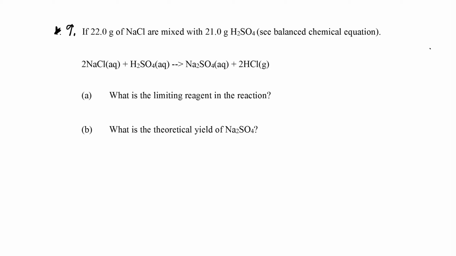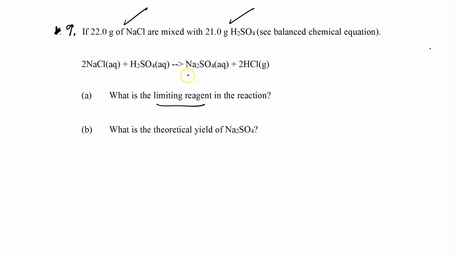If 22 grams of sodium chloride are mixed with 21 grams of sulfuric acid, what is the limiting reagent in the reaction, and what is the theoretical yield of our product, sodium sulfate? So this is a limiting reactant problem. They're clearly asking for the limiting reactant. We also know it's a limiting reactant because we're given masses of both of our reactants here.